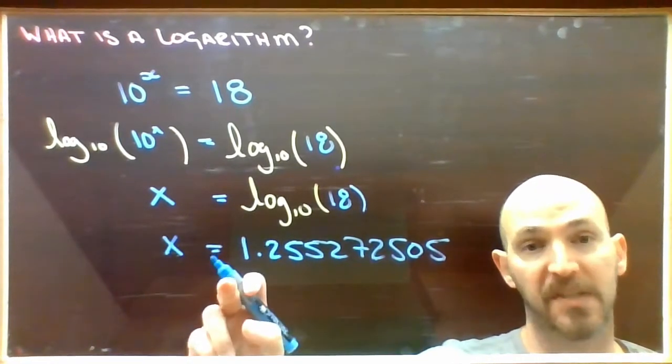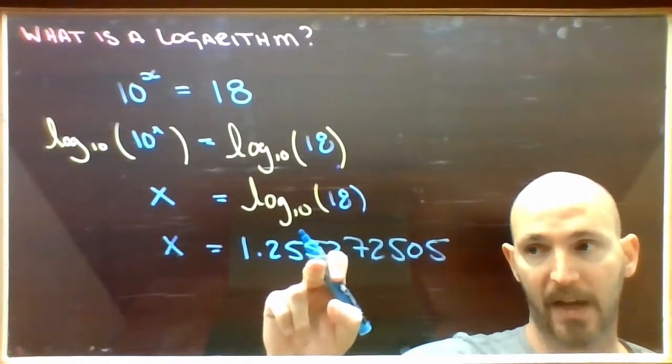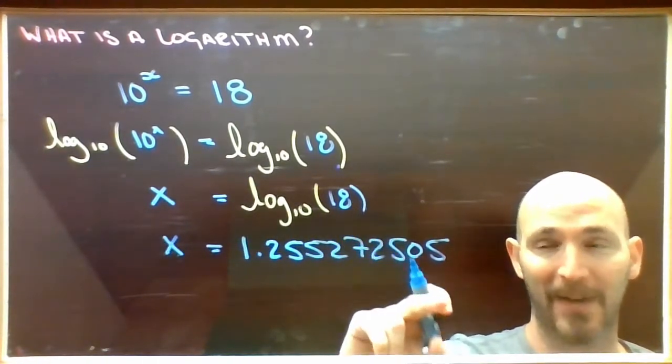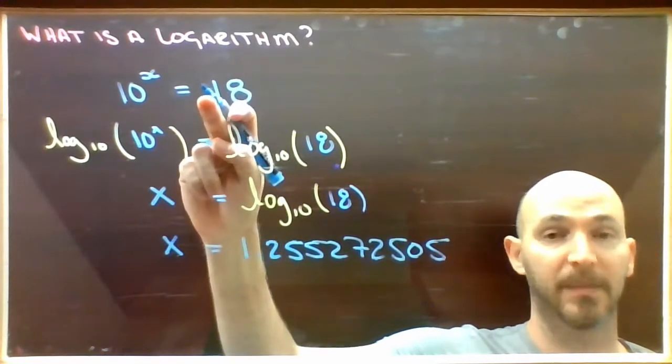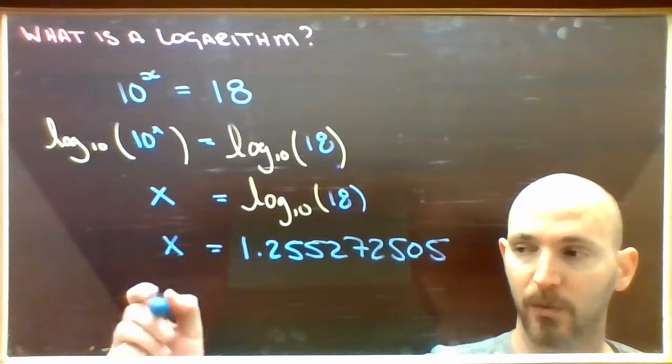So what you just figured out is that 10 to the exponent 1.255272505 should give you approximately 18. So I'd encourage you to try that to double check your work.